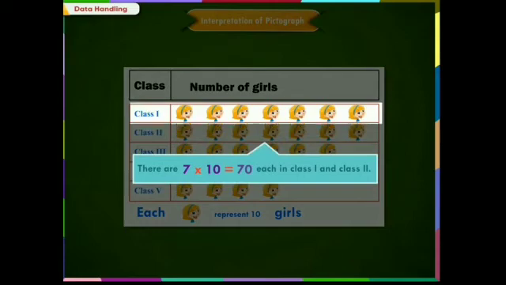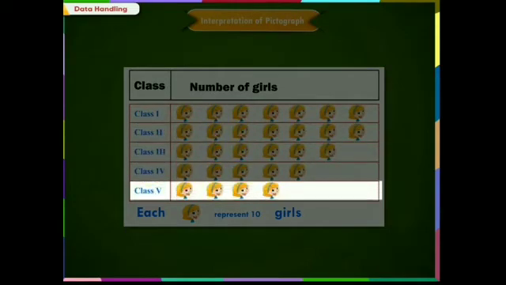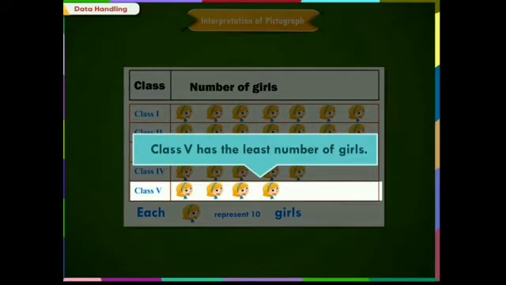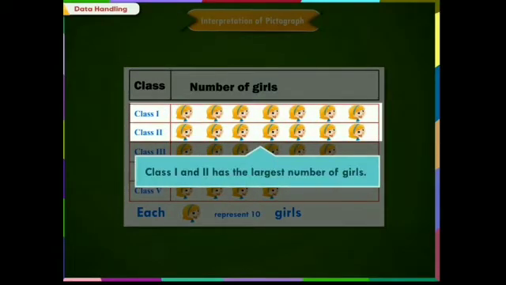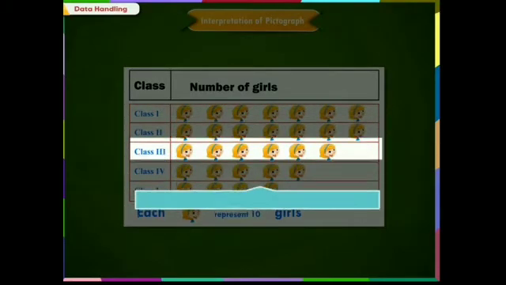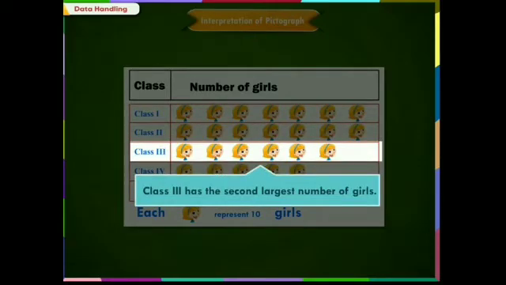Look at this pictograph. This shows the number of girls present in 5 different classes in a school. Look carefully. Each picture represents 10 girls, which means each picture in this pictograph represents 10 girls instead of just 1. It is clear from the pictograph that there are 70 girls each in class 1 and class 2. Class 5 has the least number of girls. Class 1 and 2 have the largest number of girls. Class 3 has the second largest number of girls.